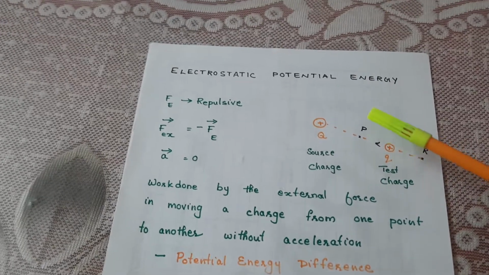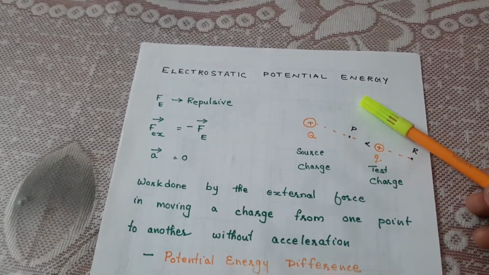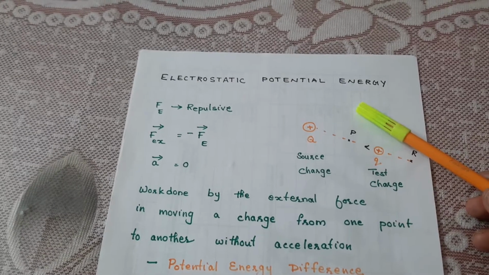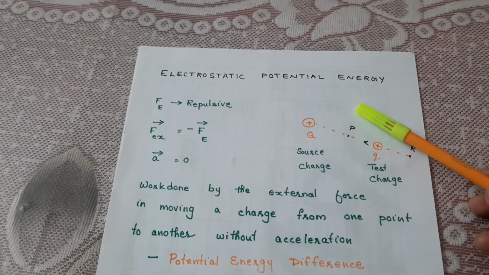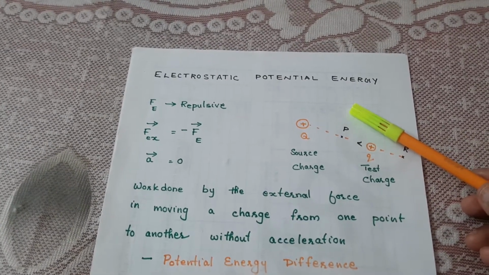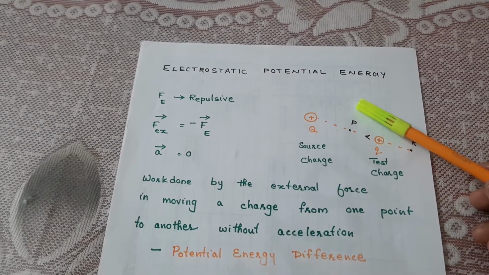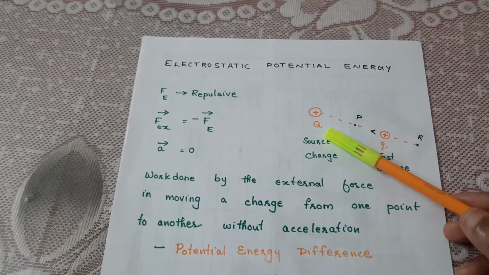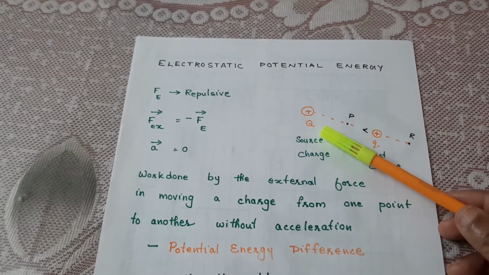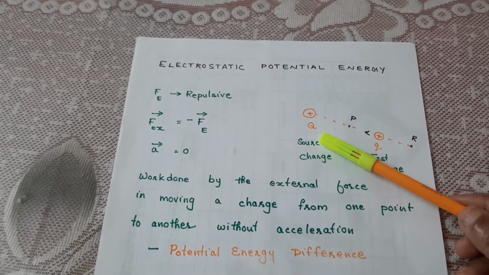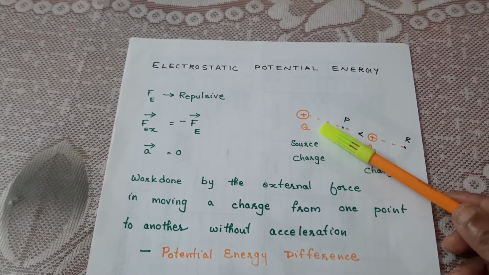In this class, let us learn electrostatic potential energy. The potential energy is the work done against the electrostatic force. Let us consider the electric field around the source charge Q. It is a positive charge.